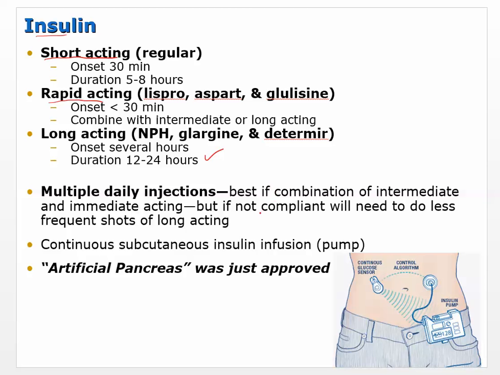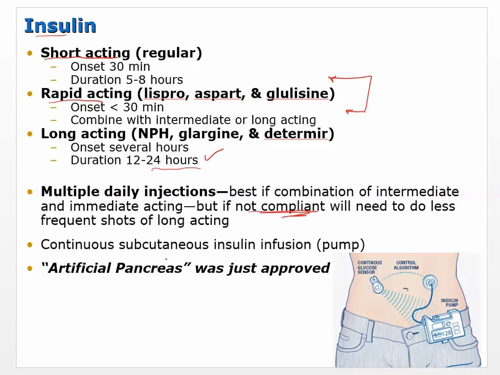If you're not compliant, so if you're not really measuring this, then you're not going to be able to control it as well using the long acting. But it's, I guess, better than nothing, is one way to say it. It's going to last over an extended period of time. But that's only if you're non-compliant. If you're really being careful, then you can get in there and really finesse your insulin levels, your blood glucose levels, the best you can.